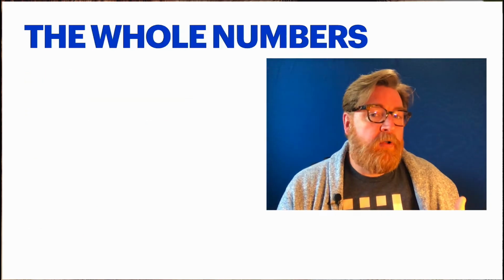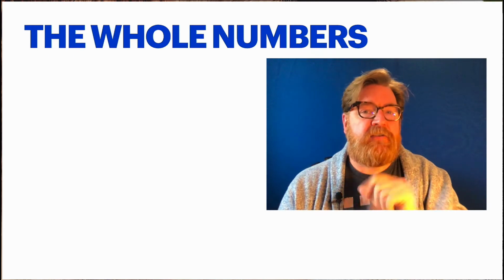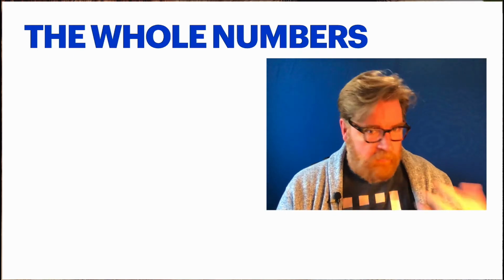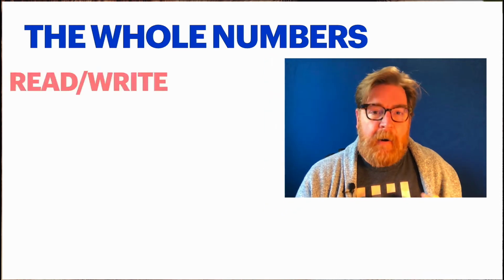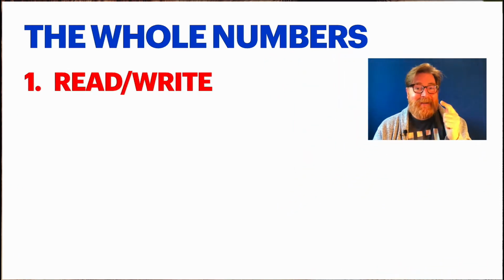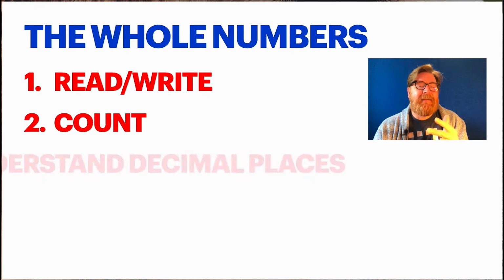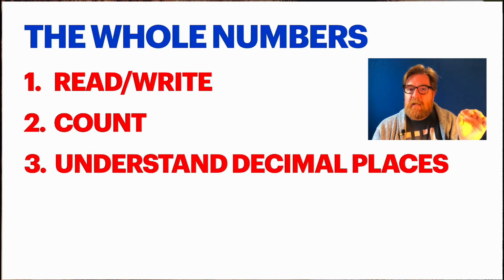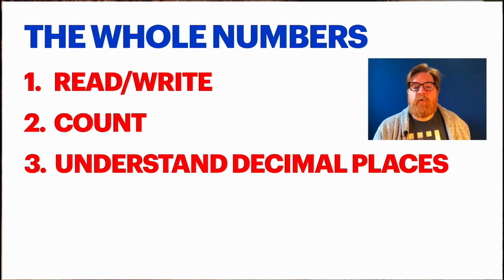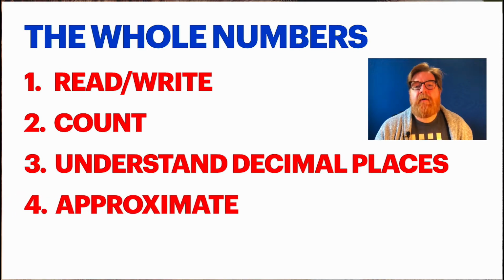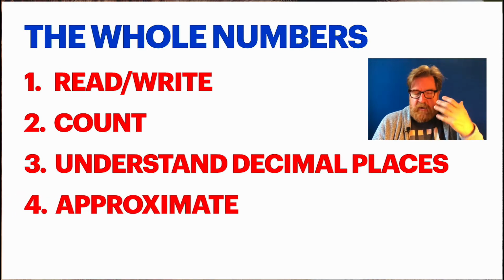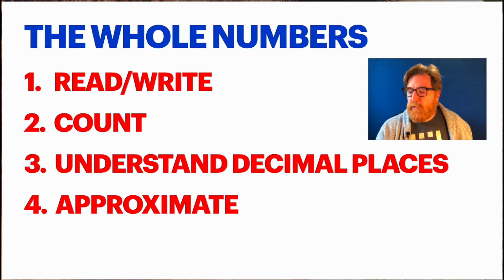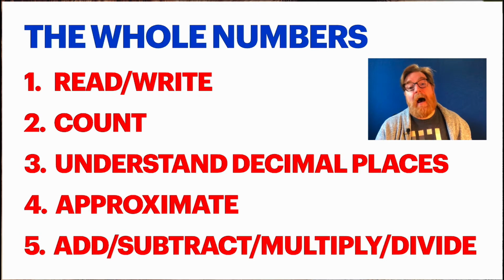Now, it turns out for the whole numbers, we laid out 5 things that you really need to master to be able to work with these whole numbers. You need to be able to read and write them. You need to be able to count with them. You need to understand all the individual decimal places and how the structure works within all those different decimal places. You need to know how to approximate whole numbers, get kind of a number sense of how big or what numbers are close to. And then last but not least, you need to be able to operate on these whole numbers. You need to be able to add, subtract, multiply, and divide them.